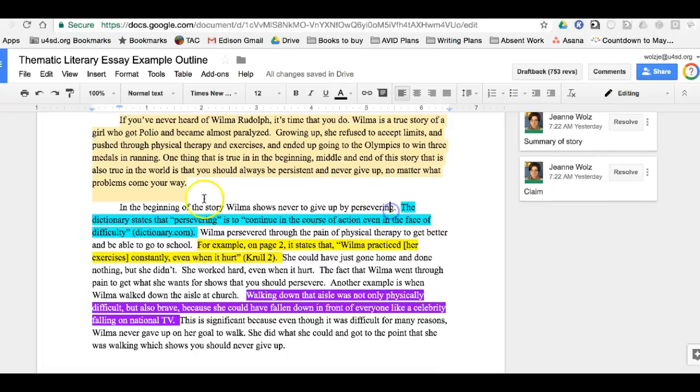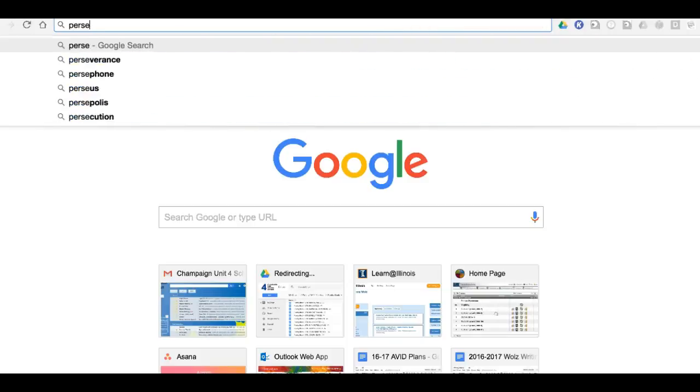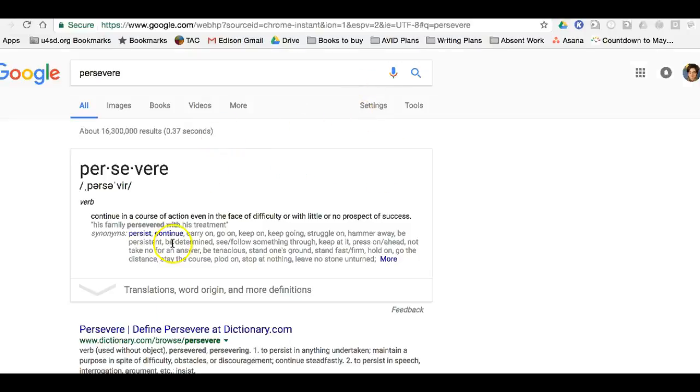So right here, my reason was, in the beginning of the story, Wilma shows never to give up by persevering. Persevering is not only a big word, it's also a very important word for this whole paragraph. It's part of my topic sentence. It's what my entire paragraph is about. So it would be really useful for me to define it. For the definition, I went up to Google and I just searched "persevere," and then I looked to see what the definition was, and then I put it in here.